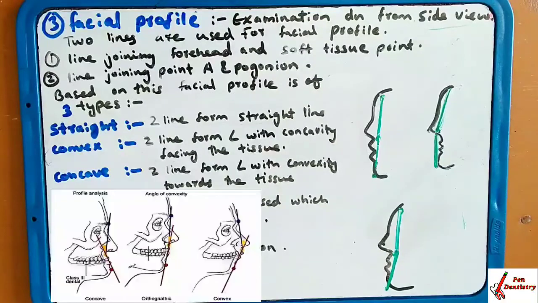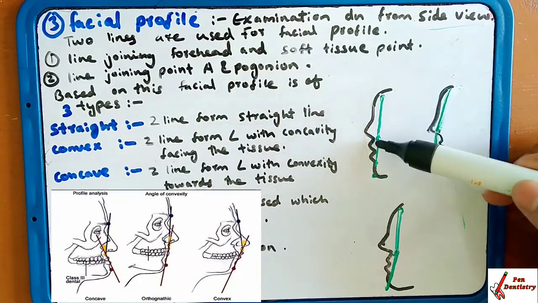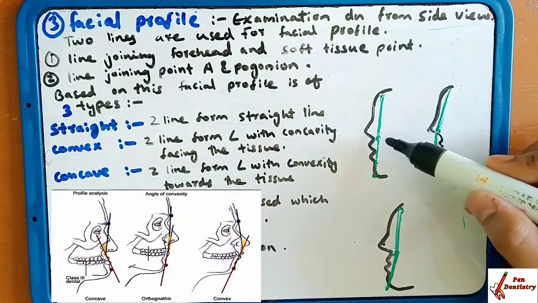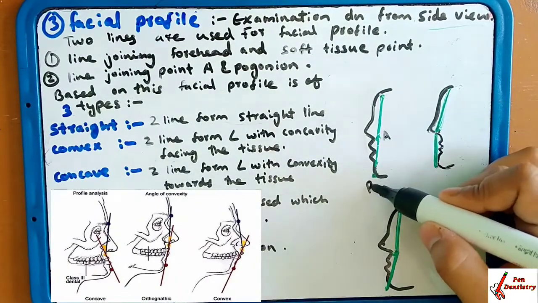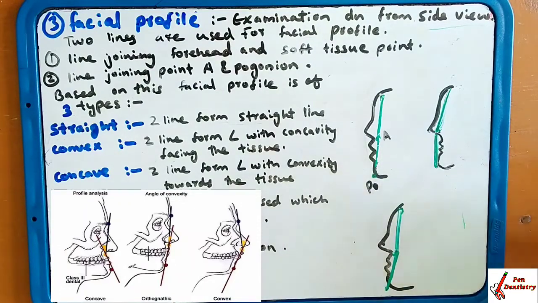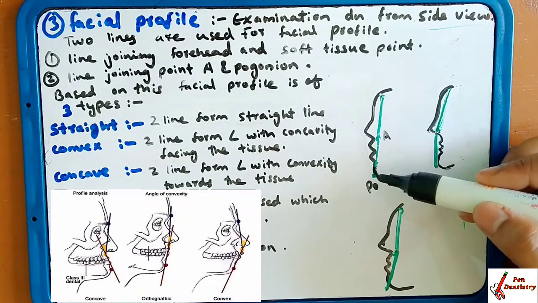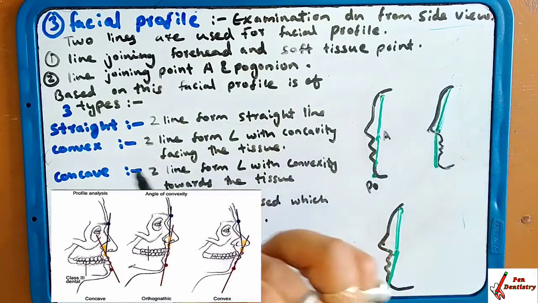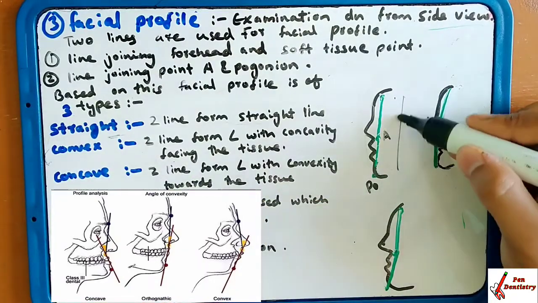Two lines are drawn: one joining the forehead soft tissue point and point A, and the other from point A to pogonion. So this is the line joining the forehead and the soft tissue point, and from point A to pogonion, PO, it is joining. If this line is making a straight line, at that time you can see a straight profile.